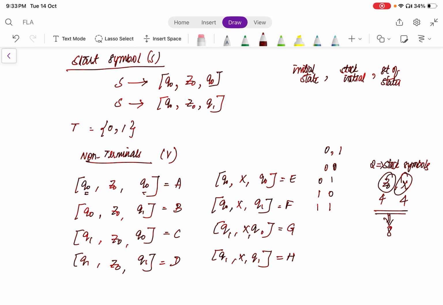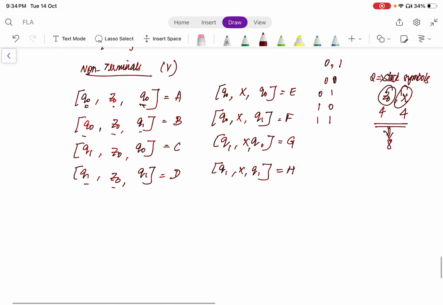Now go back to your start symbol. There is a production Q0, Z0, Q0. What is the name of that particular non-terminal? Q0, Z0, Q0 is A. So S tends to A, and Q0, Z0, Q1 is B. So your start symbol production is S tends to A or B.